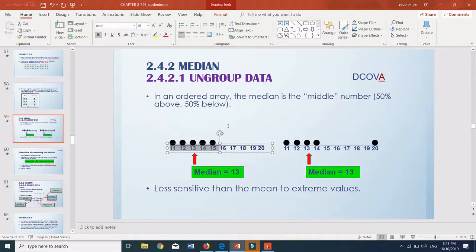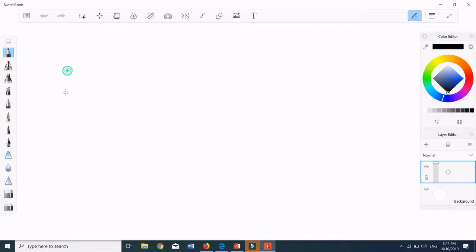Before you go to find the median, for ungrouped data you have to make sure the data are in ascending order. It must be 11, 12, 13, 14, and 15. You cannot arrange the data as 11, 15, 12. This is wrong. So first of all, make sure that the data is in ascending order. You have 11, 12, 13, 14, and 15.